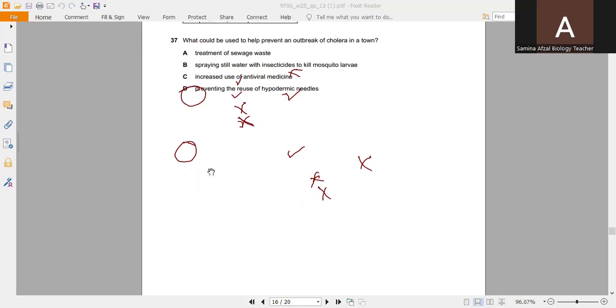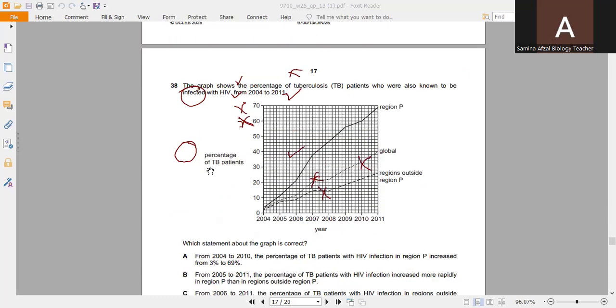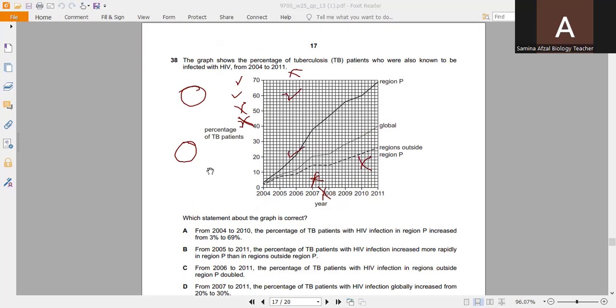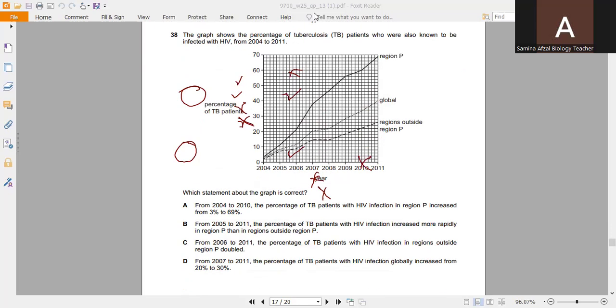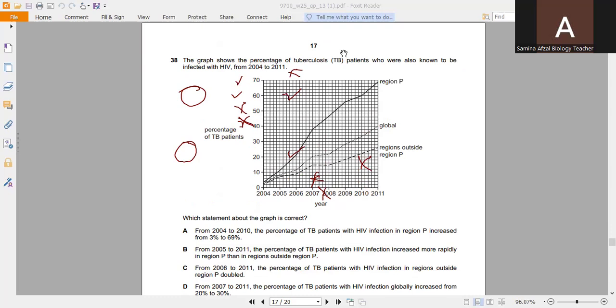Now question number 38. The graph shows the percentage of tuberculosis patients who were also known to be infected with HIV from 2004 to 2011. You can see region P, then the global region, and the regions outside region P. Four statements have been given.